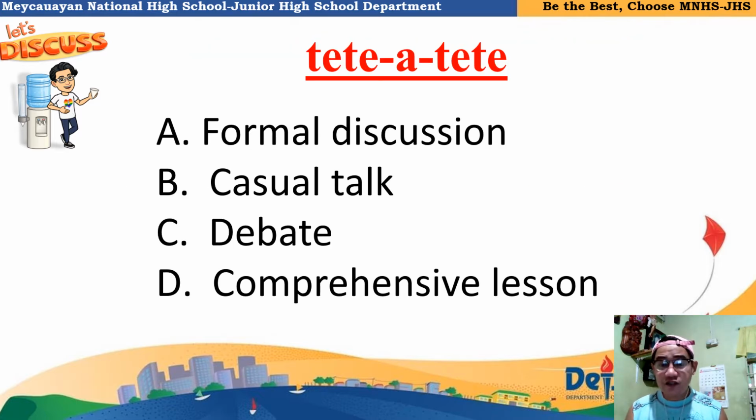So the choices for the unfamiliar word tete in the first sentence are the following. Letter A, formal discussion, letter B, casual talk, letter C, debate, or letter D, comprehensive lesson. So before we come up with the meaning of the unfamiliar word, based on how it was used in the sentence using context clues, let's go back to our example, to our sentence.